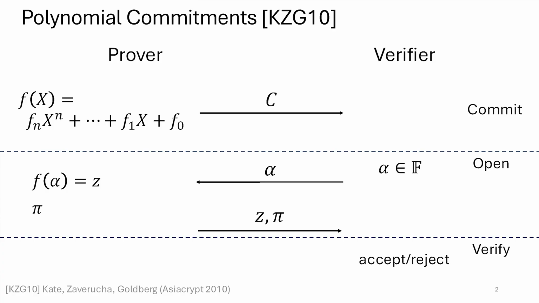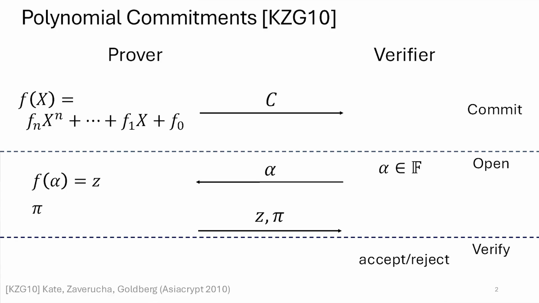We have this interactive protocol between a prover and the verifier. And the prover has this polynomial, right? Here we have a univariate polynomial of degree n. So we have n plus 1 coefficients, fn for the leading monomial and f0 for the constant term, right? And the prover wants to commit to it. It's an extension of the classical notion of bit commitment from cryptography, where the prover just sends some C over to the verifier, right? Then the commitment phase is over, might be interactive, might not.